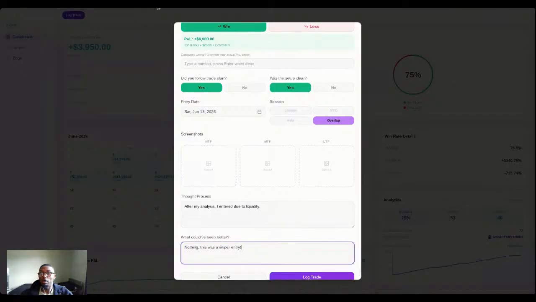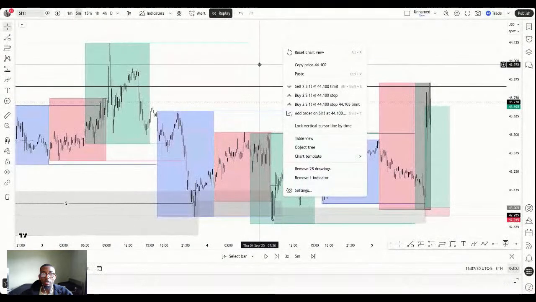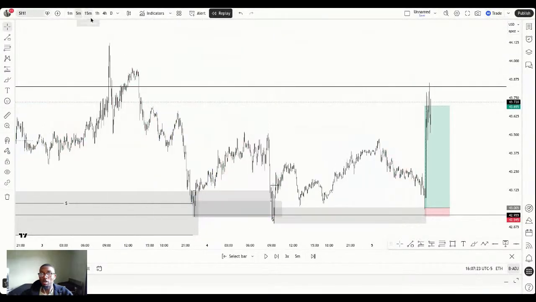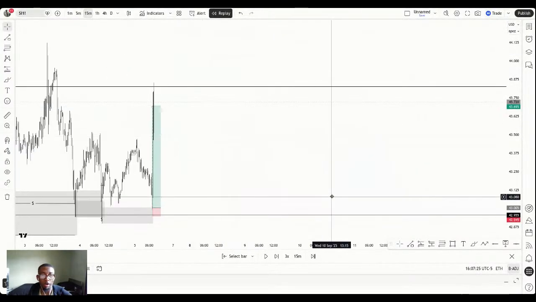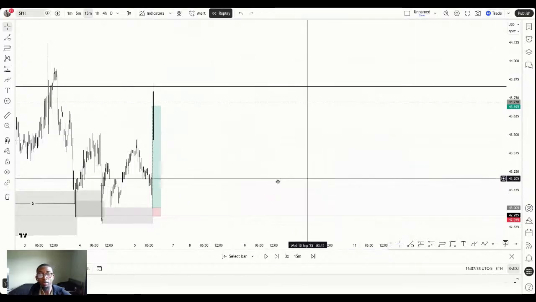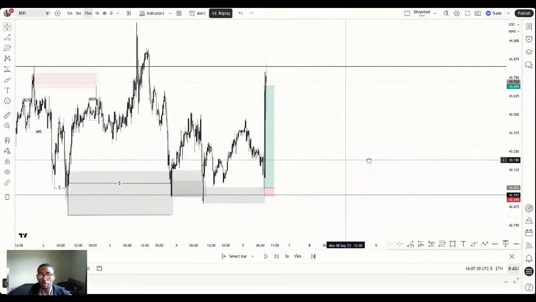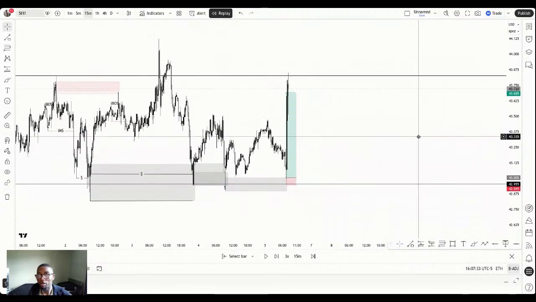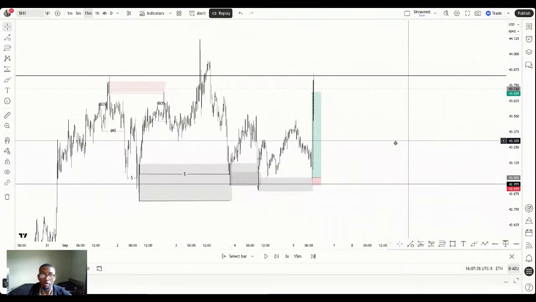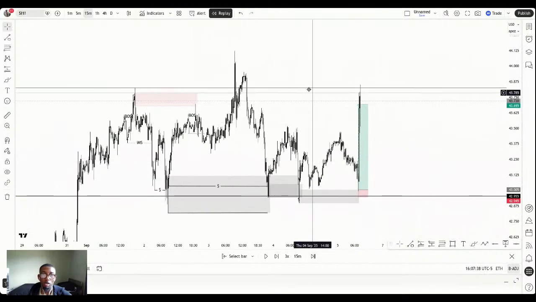All right, so now I come back here and I just screenshot my entry. I used to screenshot my 4 hour time frame, but now I just screenshot my 15 minute, 5 minute, and 1 minute. If I didn't use my 1 minute, I just screenshot my 5 minutes twice. The reason I do this is so that when I come back and look at my trades, I can refine my edge even more.